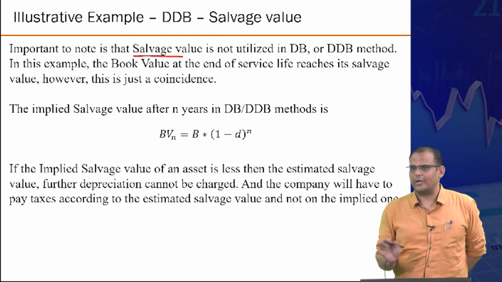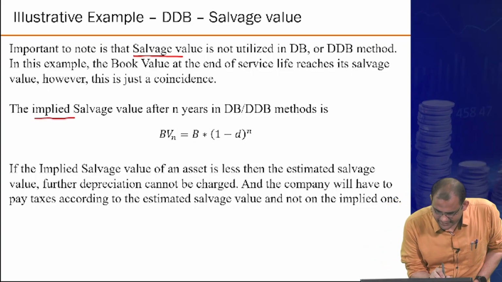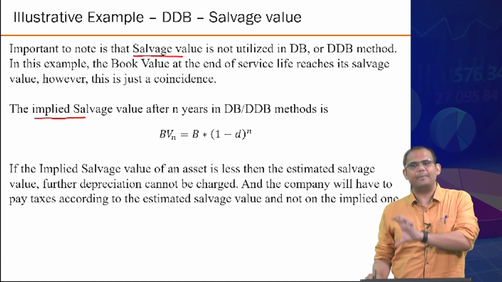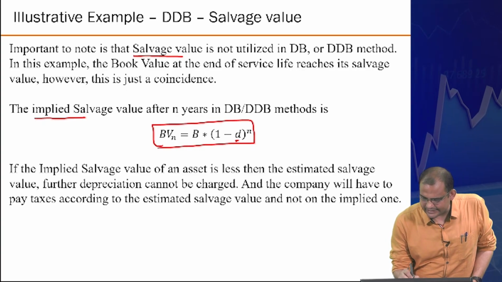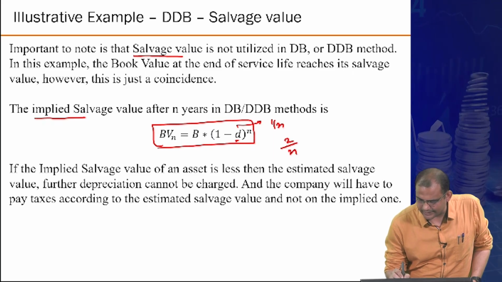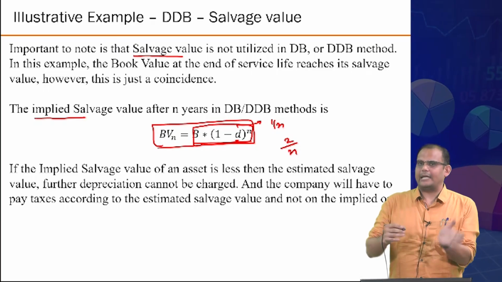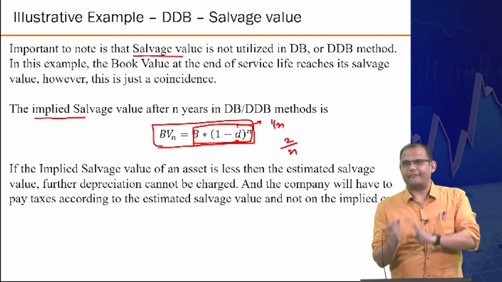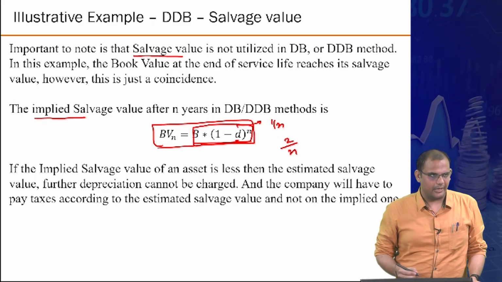It was not by design of the formula. It is purely coincidental. At any point of time t, the implied salvage value using this DB and DDP formula, you can calculate using this. At each time, if it is a DB, its D is 1 by n, otherwise 2 by n. This is the series that is being populated. And by this, at the end of year n, you can estimate what the salvage value currently is. If it matches, it matches. If it doesn't, we need to do something different, which we will cover now.